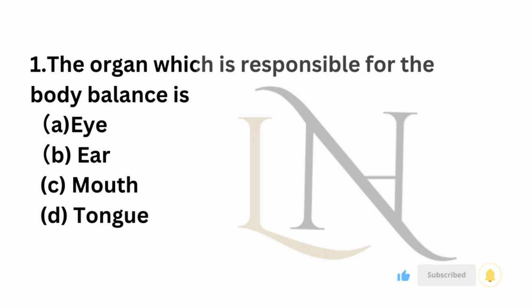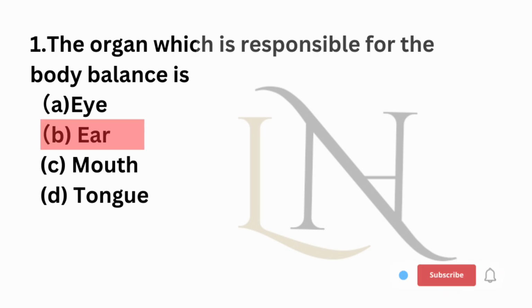The organ which is responsible for the body balance is: option A, eye; option B, ear; option C, mouth; option D, tongue. Correct answer: option B, ear is responsible for the body balance. Next question.